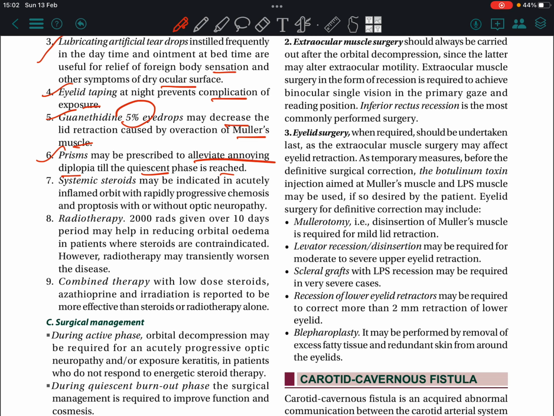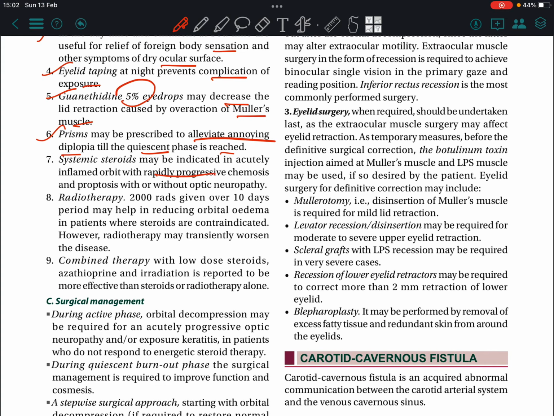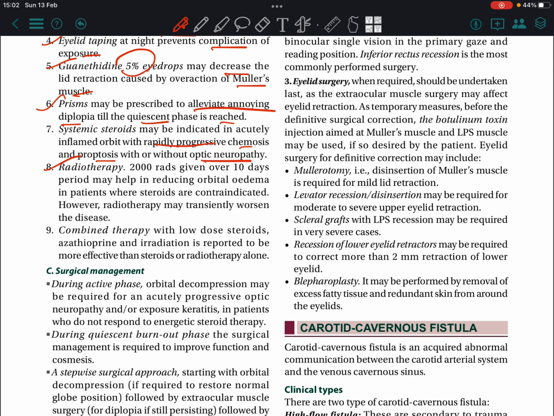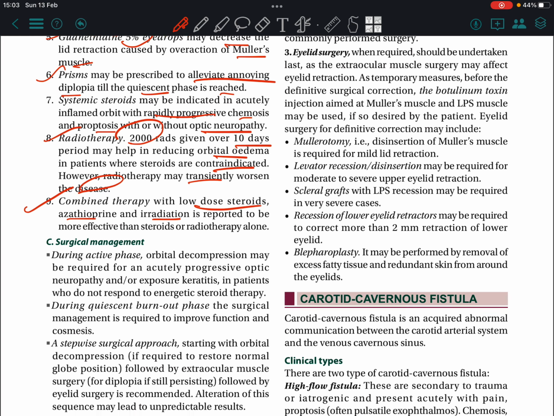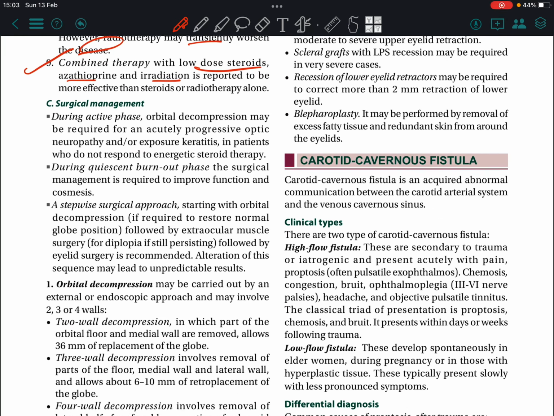Systemic steroids may be indicated in an acutely inflamed orbit with rapidly progressive chemosis and proptosis with or without optic neuropathy. Radiotherapy of 2000 rads given over 10 days helps in reducing orbital edema in patients where steroids are contraindicated. However, radiotherapy may transiently worsen the disease. Combined therapy with low dose steroids, azathioprine and radiation is reported to be more effective than steroids alone. Surgical management.